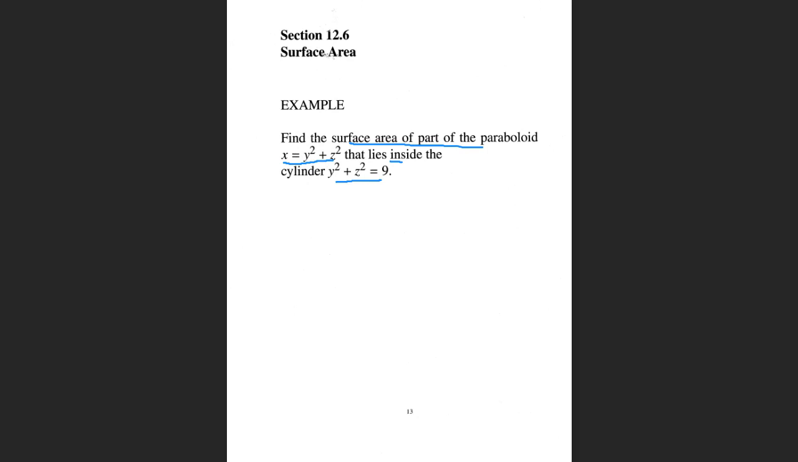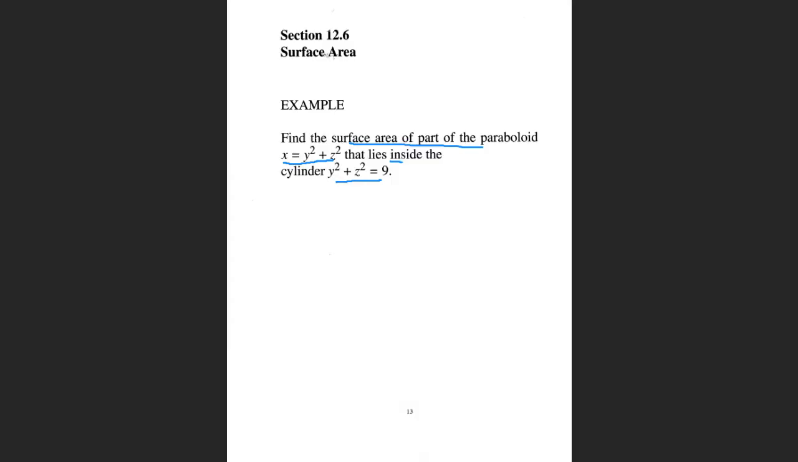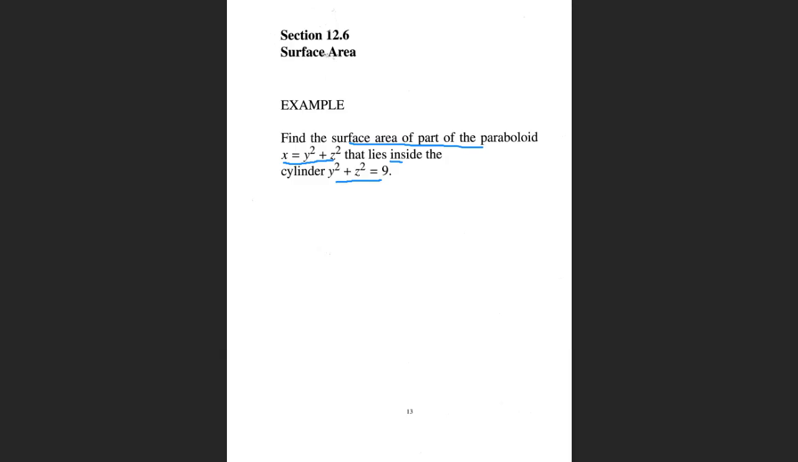So the paraboloid, well, let me ask you, there's an axis that goes through the paraboloid. It's either the x-axis, y-axis, or z-axis. So which axis goes through that paraboloid? And actually also, which axis goes down the center of that cylinder? The x-axis, the y-axis, or the z-axis?